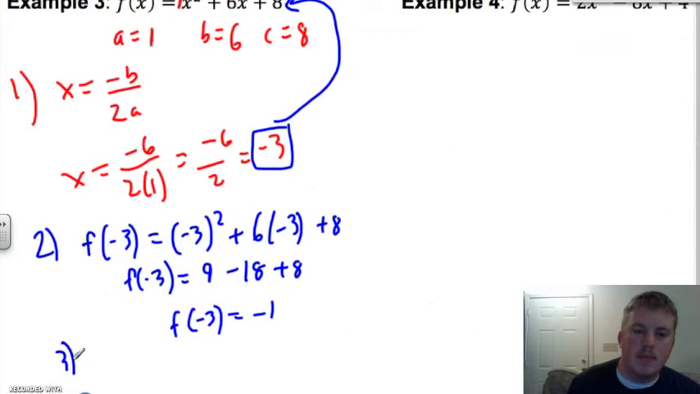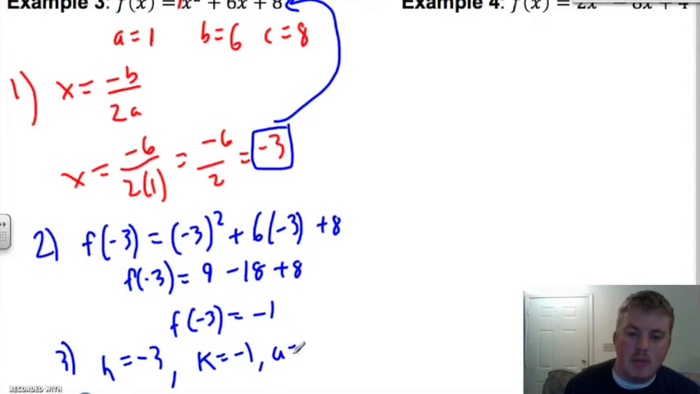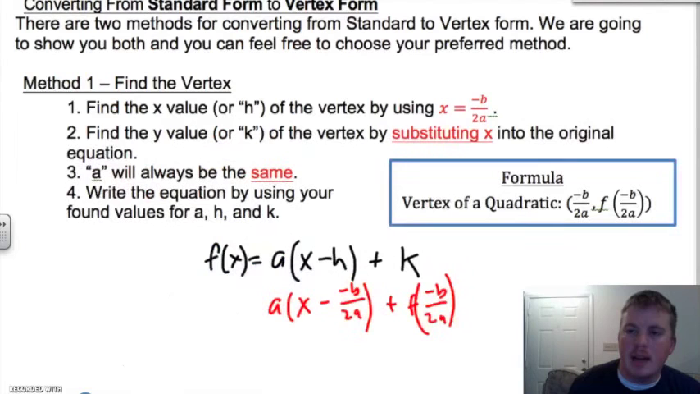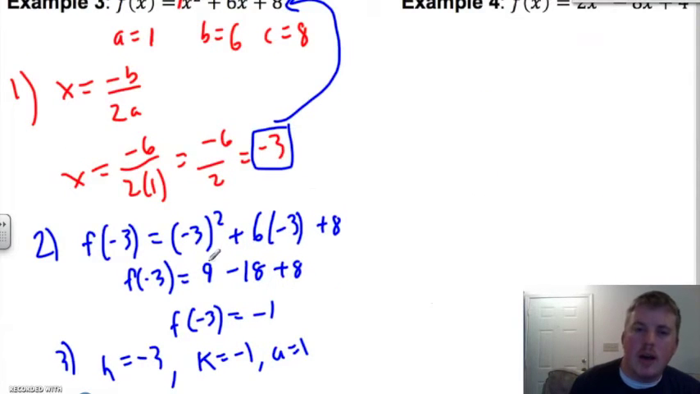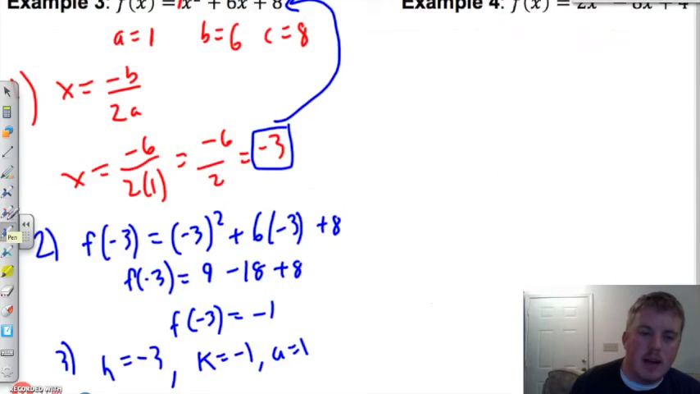Step 3, I know that h is going to be negative 3, k is going to be negative 1, and a I'm going to pull from all the way up here. A is equal to 1. So the last thing I need to do, if I am looking back, is plug that into our equation. So I am going to write this as my final step.